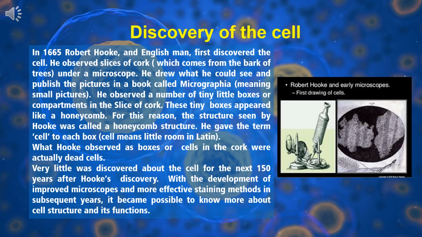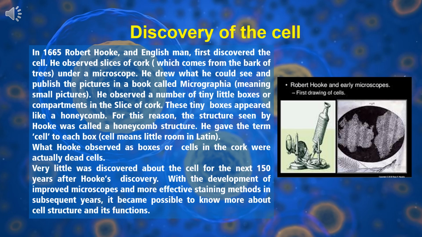What Hooke observed as boxes or cells in the cork were actually dead cells. तो जो उसने उस समय देखा वो क्या था? जो वो स्ट्रक्चर देख रहा था या जो सेल्स देख रहा था, they were the dead cells. Okay. Very little was discovered about the cell for the next 150 years after Hooke's discovery. So when Hooke discovered this in 1665, from there till 150 years nothing more was discovered. किसी ने ज़्यादा उसके बारे में खोज खबर नहीं करी.